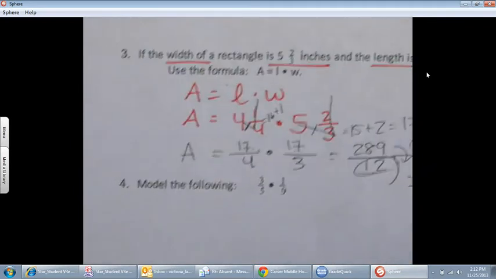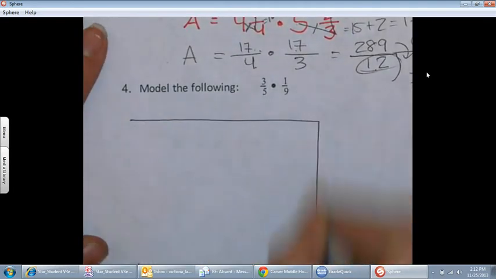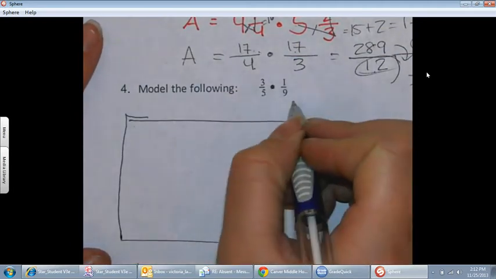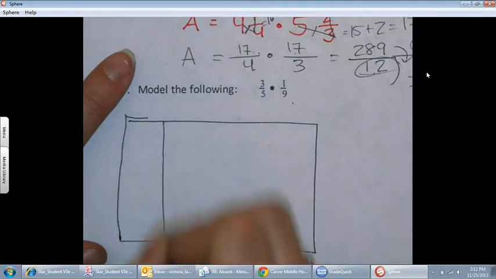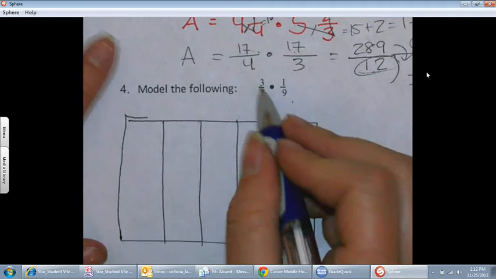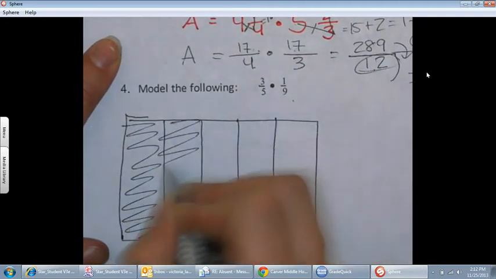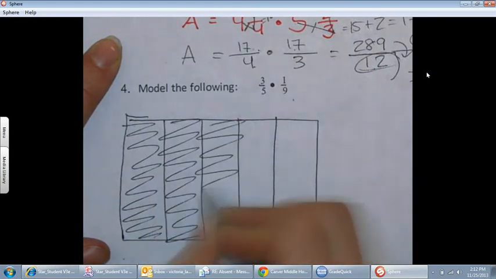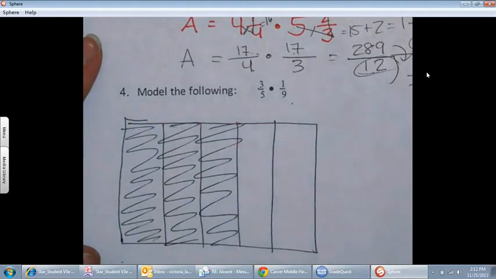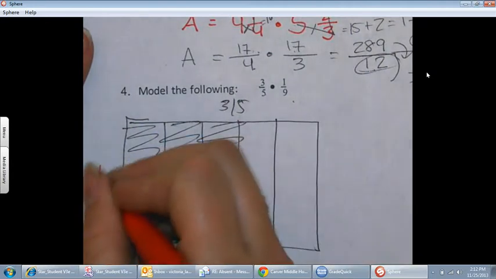Alright, now it says we have to model the following. Modeling means making that box array that we like. Okay, so 3/5 times 1/9. So I'm going to separate it into fifths, and I have to color in 3 of them. So I'm going to color in 1, 2, 3. Okay. Now I have to separate into ninths the other way, because remember, 3/5 was on top, and now we're going to do times a ninth. So we're going to separate these into ninths.